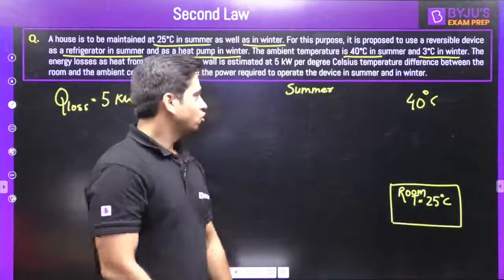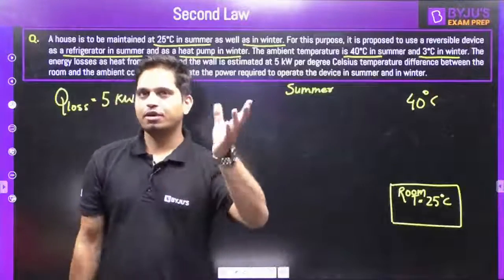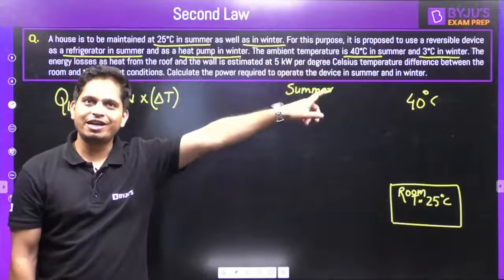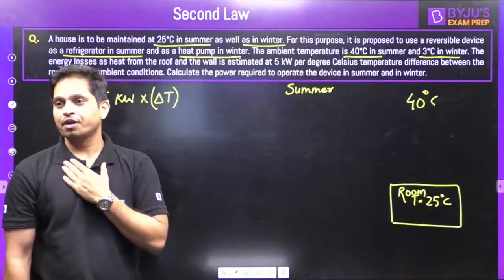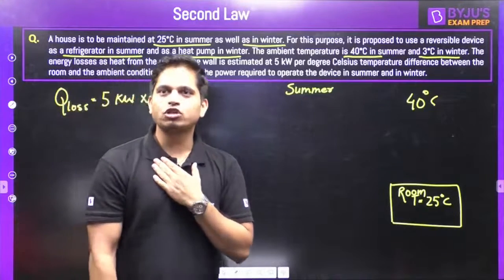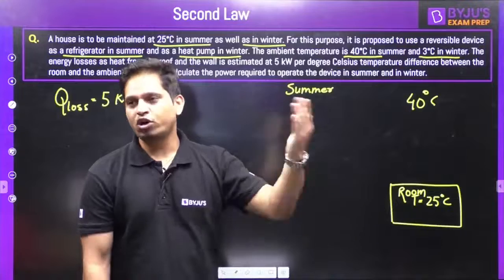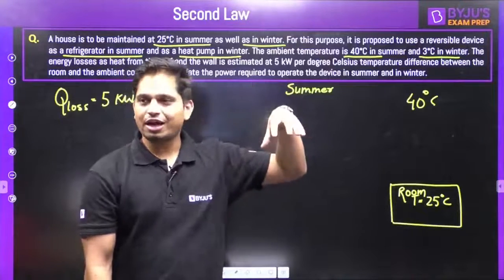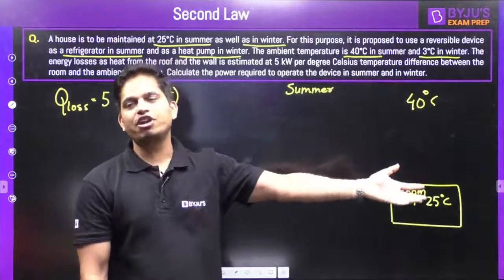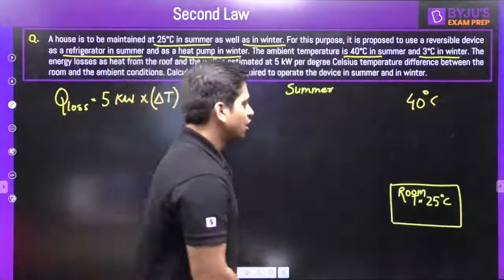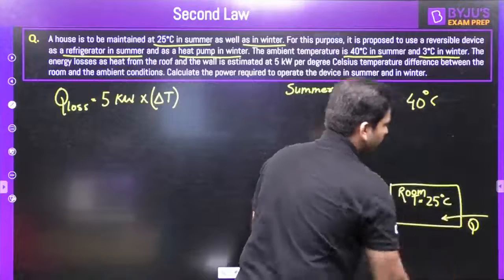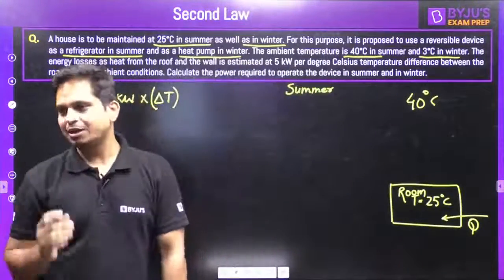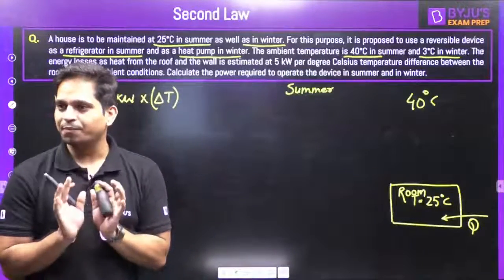Okay, so what is happening? Look, outside it's 40 degrees Celsius, inside it's 25 degrees Celsius. I want to maintain that. Now naturally the heat flows from high temperature to low temperature. So because outside it's 40 degrees Celsius, there will be some heat, Q, that will enter into the room naturally.